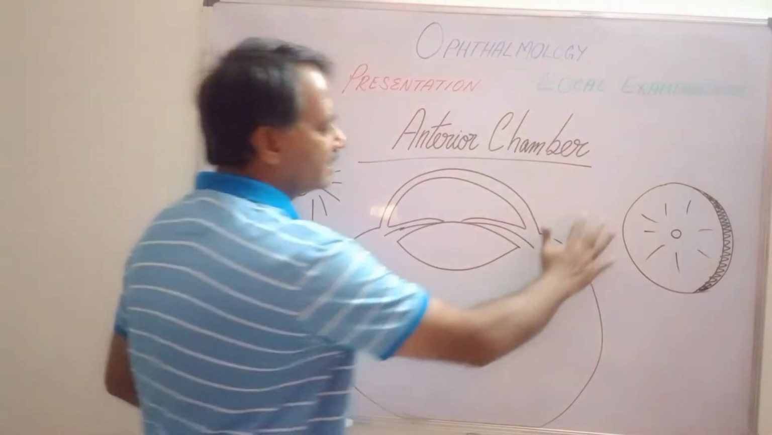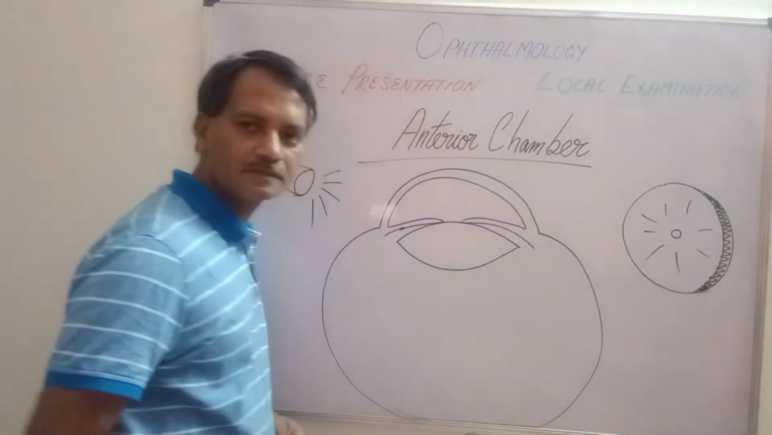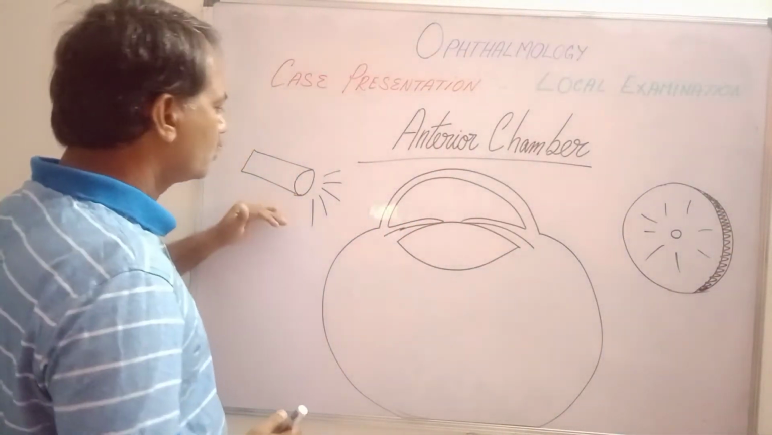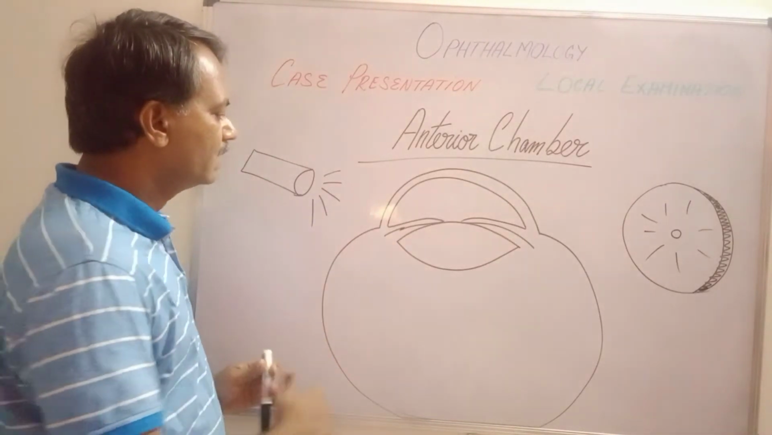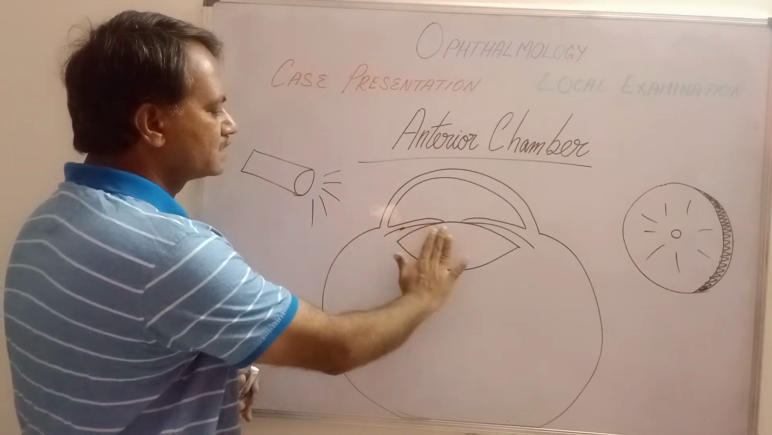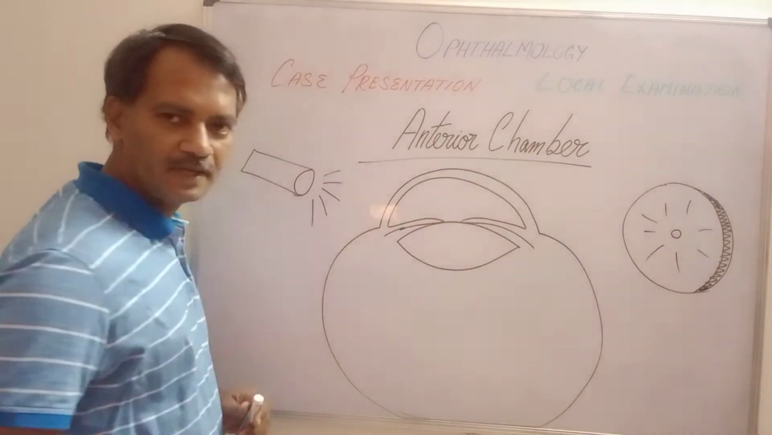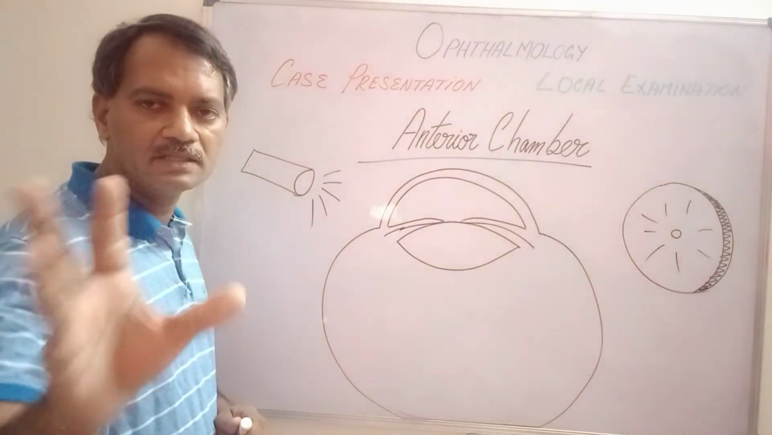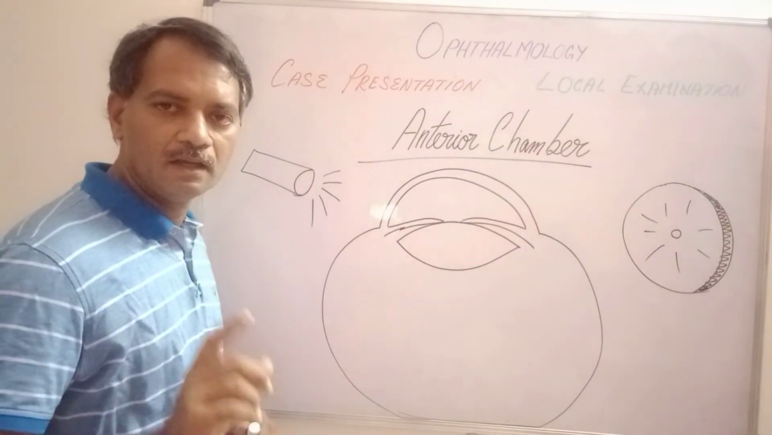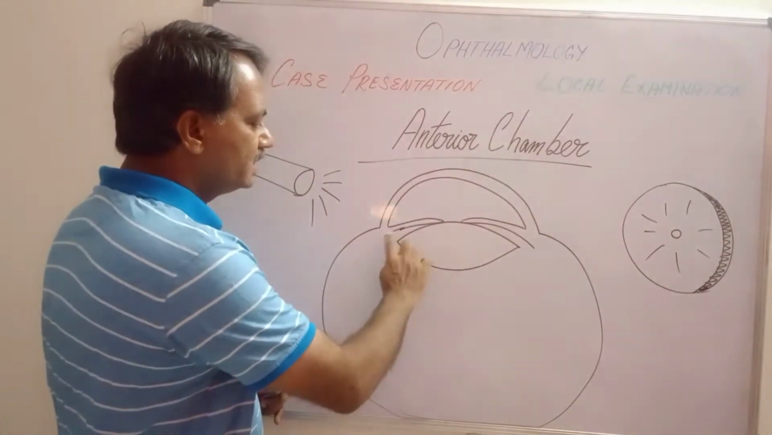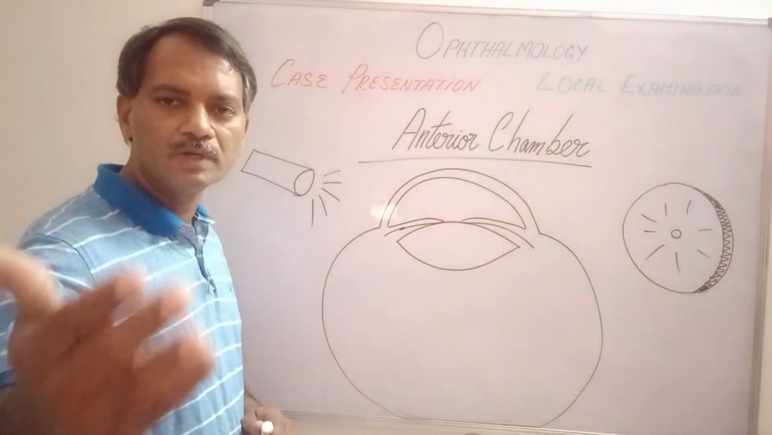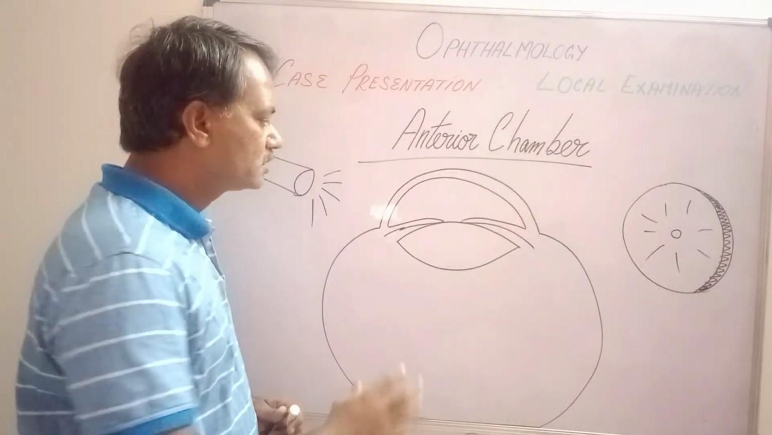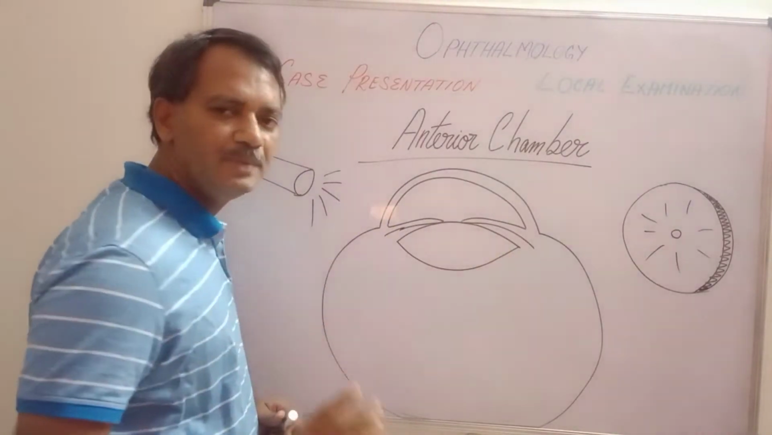I have drawn another picture of the iris. When the light is thrown from the temporal side, what will happen? The light will fall on the iris surface and the iris can be clearly seen. In the picture, you can see that the iris has a small convexity outwards because of the convex nature of the lens behind it.